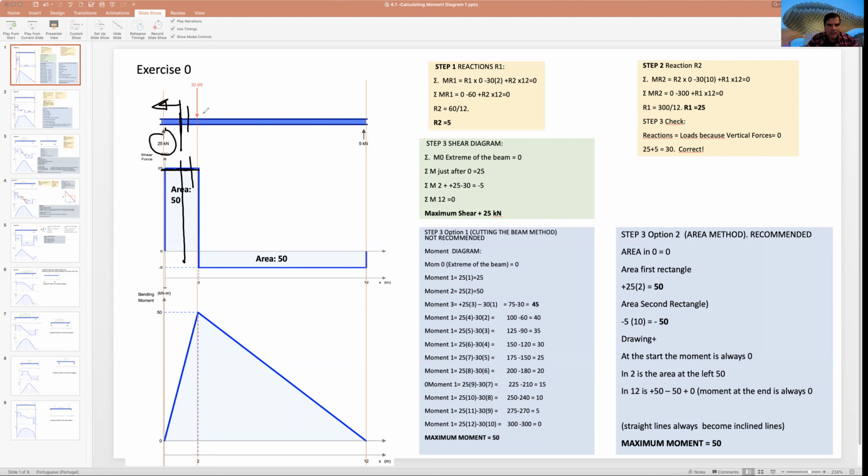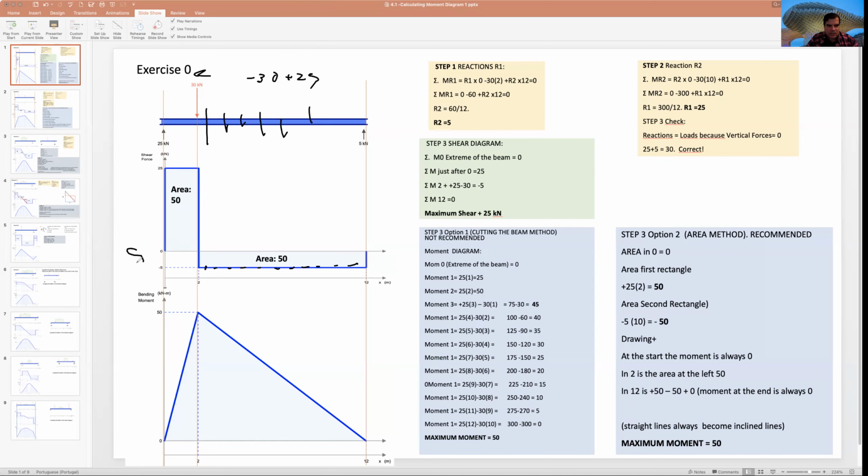If I move a little bit after 30, how much will my shear be? Let me clean this. I cut here. What I have on the left is -30 plus 25. It will be -5. And in fact, look, it's -5 here. And it will be -5 everywhere where I cut.